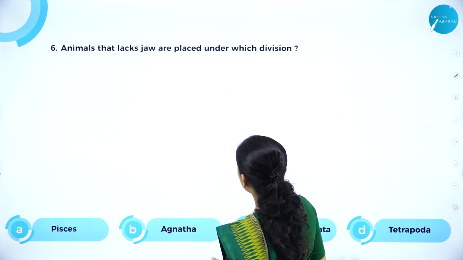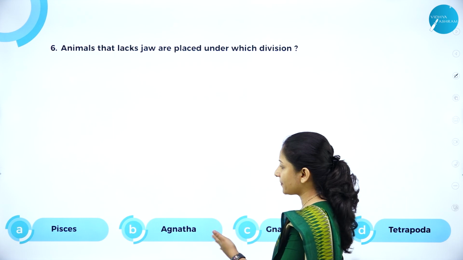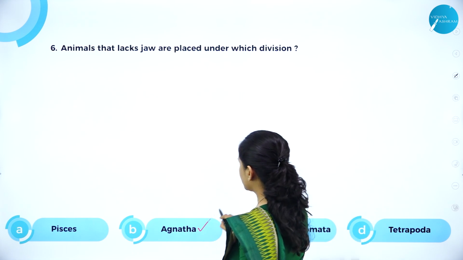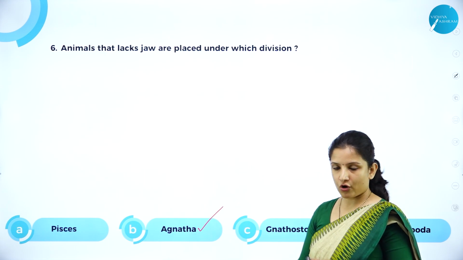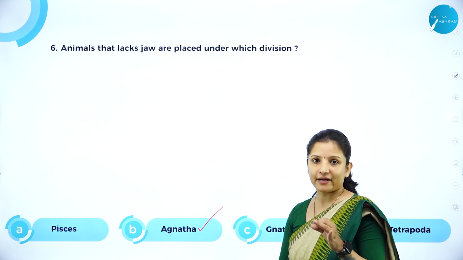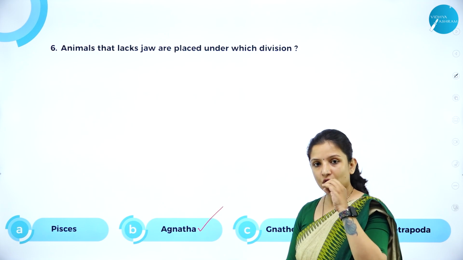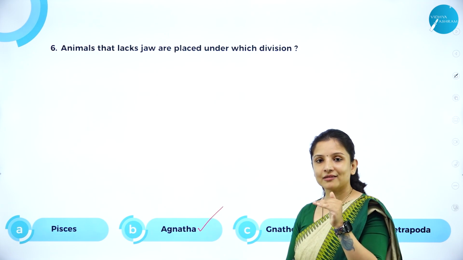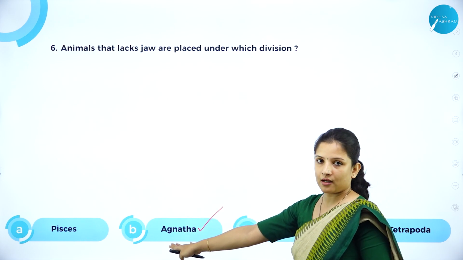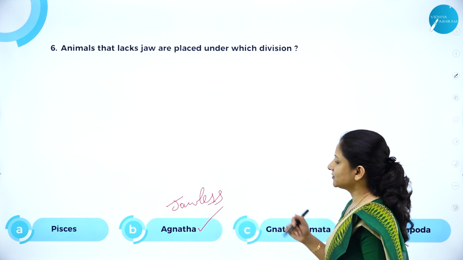Next, animals that lack jaws are placed under which division? So, which do not have jaws. Here again, it's placed under Pisces? Now, Pisces have jaws. Agnatha, Gnathostomata, Tetrapoda. It is Agnatha, because Agnatha are those animals which do not have jaws. For example, under phylum Vertebrata, we have a class called Cyclostomata. The organisms that come under Cyclostomata are ectoparasites and they do not have jaws. So they are placed under the division Agnatha. Agnatha means jawless. Jawless organisms are placed under Agnatha. So the right answer here is Agnatha.